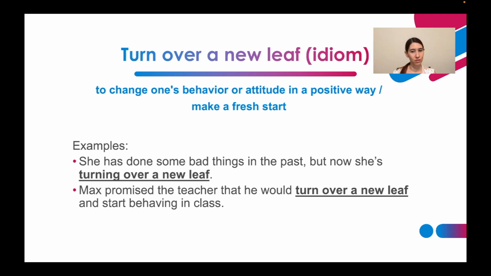Max promised the teacher that he would turn over a new leaf and start behaving in class. He's going to change his behavior. Instead of being naughty, he's going to be well behaved.